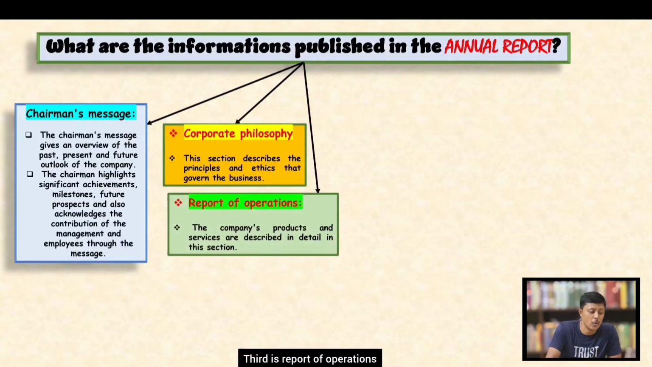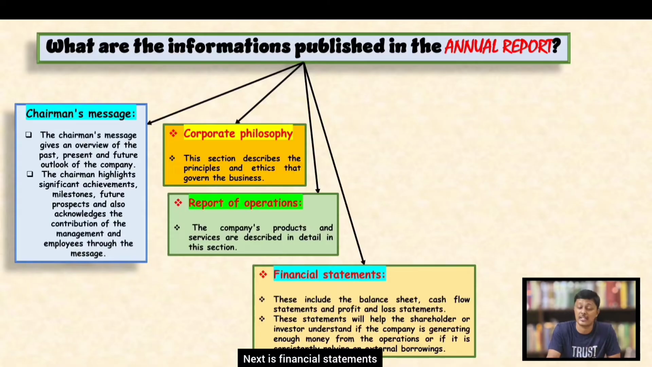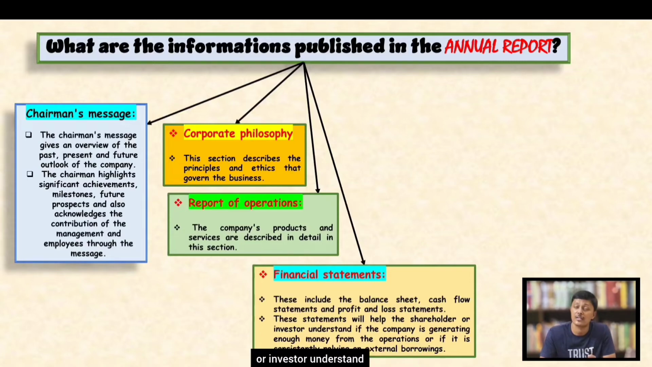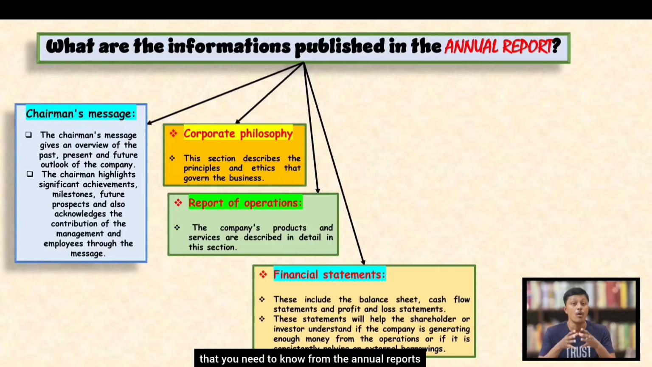Third is report of operations. The company's products and services are described in detail in this section. Next is financial statements. These include the balance sheet, cash flow statements, and profit and loss statements. So these are the statements that you have to understand from these annual reports. These statements will help the shareholder or investor understand if the company is generating enough money from the operations, or if it is consistently relying on external borrowings. So these are the factors that you need to know from the annual report.